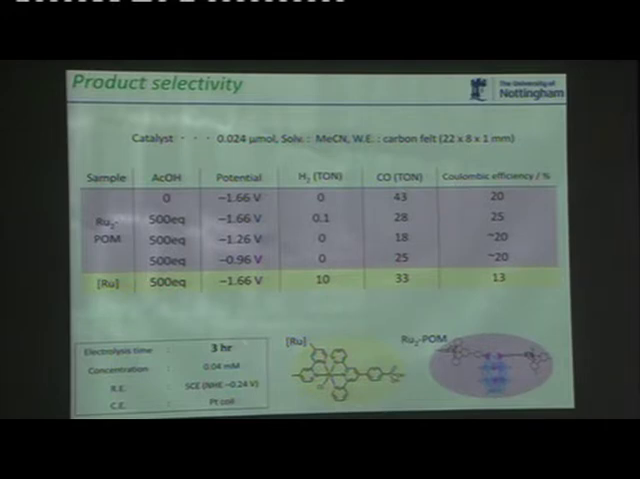When we did it with the control sample, so that's just the pure ruthenium complex, just dissolved in acetonitrile and then bubbled with CO2, acetic acid was added as well. We saw evolution of carbon monoxide, so a good turnover number of carbon monoxide, but of course we also saw the evolution of hydrogen.